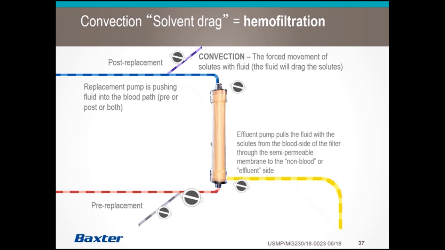Remember that in hemodialysis or diffusion, dialysate is the fluid that's used to drive that particular transport mechanism, but replacement solution is used to drive convection. Replacement solution is different from dialysate, and that is infused directly into the bloodstream. So the replacement pump pushes fluid into the blood flow path, either pre or post filter that we'll discuss later, and then the effluent pump at the same time is pulling the fluid with those solutes from the blood side of the filter across that semi-permeable membrane, in essence dragging those molecules across the filter.